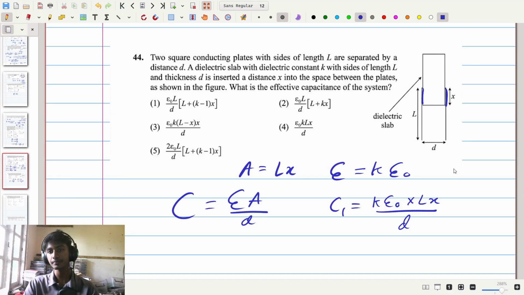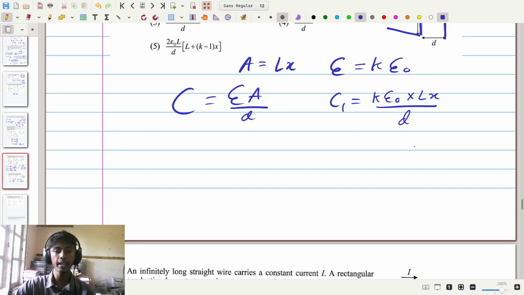Now for the other part of the plates here, the height of these two plates is equal to the total height L minus the height x. So the height here is L minus x. Now since we have square plates here, the thickness is still L, and therefore the area here is going to be equal to L times L minus x for the second two plates.